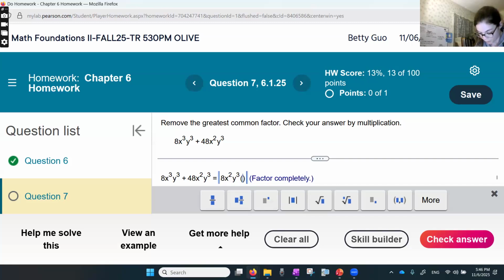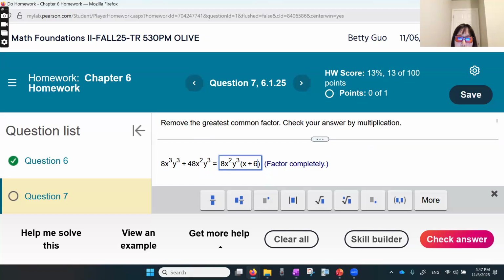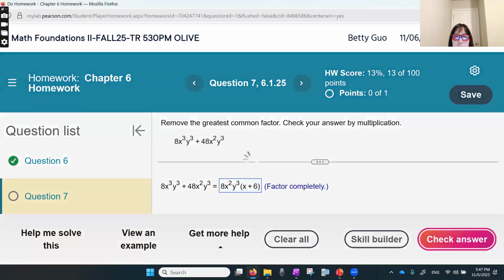Inside the parentheses, first term, you have 8 out. You have a y cubed out. You have an x cubed, but you have an x squared out, so you only have 1 x left, right? Second term, you have 8 out. You have 6 left. You have x squared out, y cubed out, so it's just the 6. Remember, double check by distributing. 8x squared times x, 8x cubed y cubed, plus 6 times 8, 48 x squared y cubed. So it's correct, right? Next.